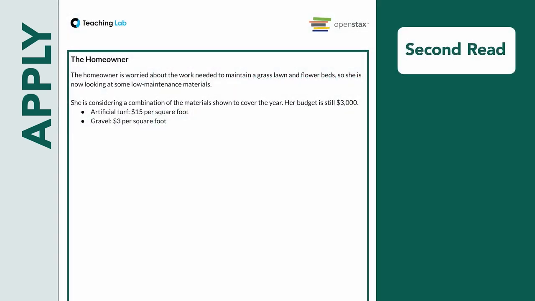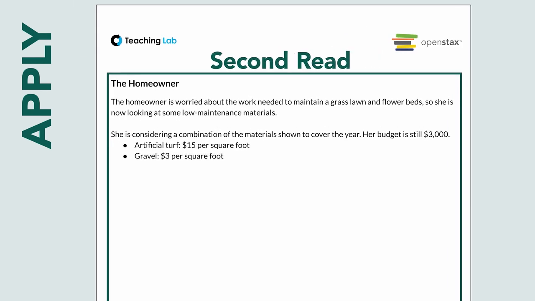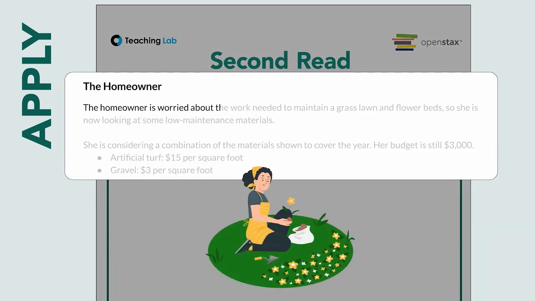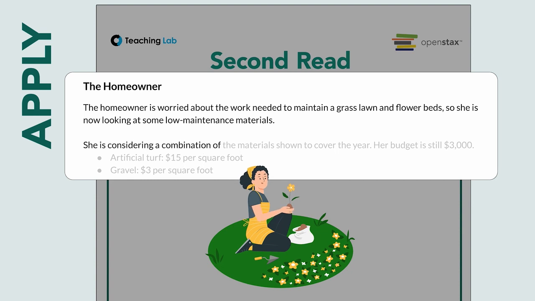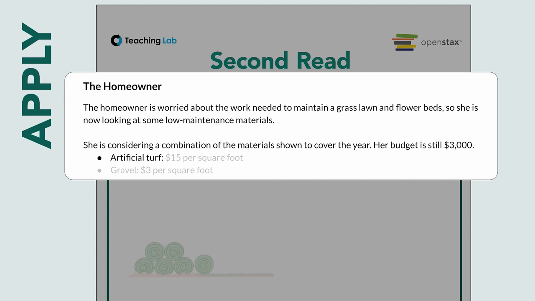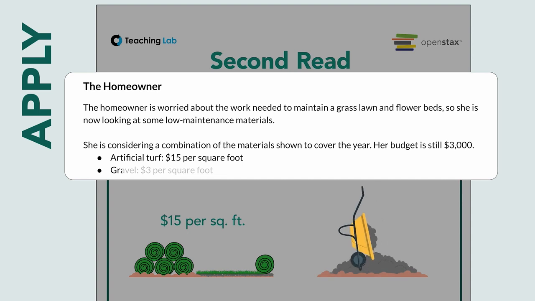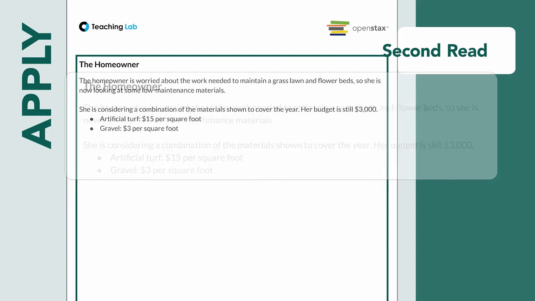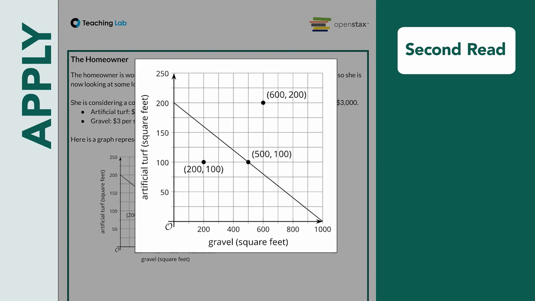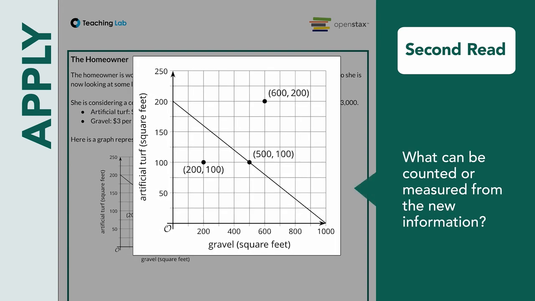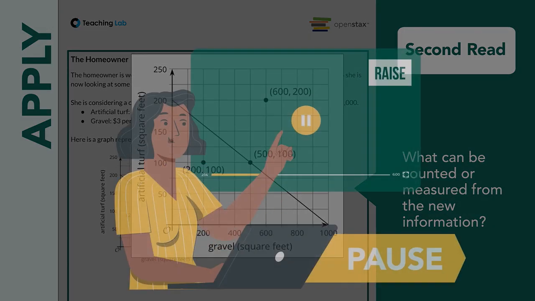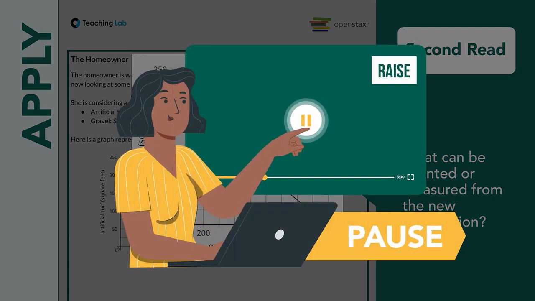Now we're going into our second read. Again, I'll read aloud the information, but this time I'll read more of the problem. The homeowner is worried about the work needed to maintain a grass lawn and flower beds, so she is now looking at some low-maintenance materials. She is considering a combination of the materials shown to cover the year. Her budget is still $3,000. Artificial turf, $15 per square foot. Gravel, $3 per square foot. Here is a graph representing some constraints in this situation. What can be counted or measured from the new information? Pause the video and write your thoughts down in your note catcher.